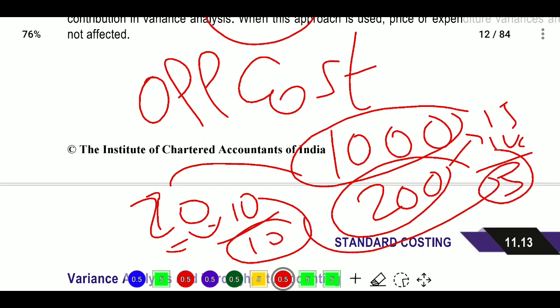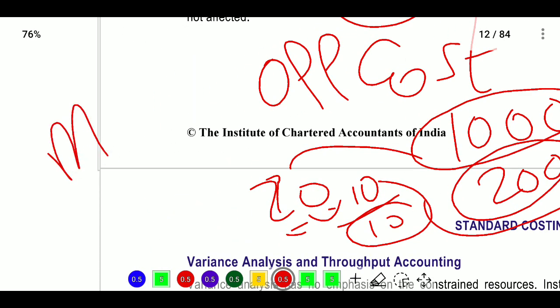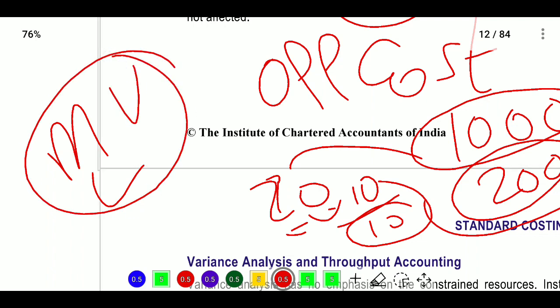So this is also something we consider where variance is there. We will not consider only the material variance, not only the labor variance, not only variable overheads. We also consider the lost contribution.